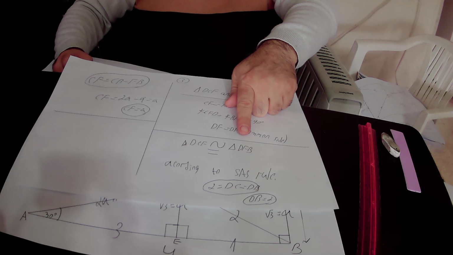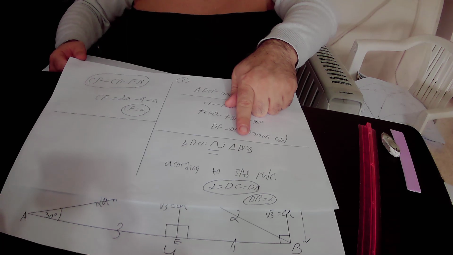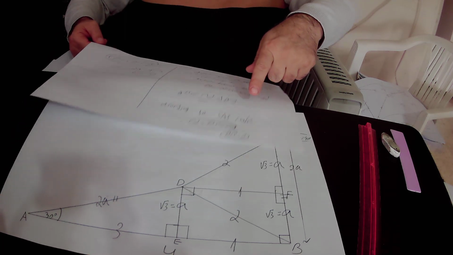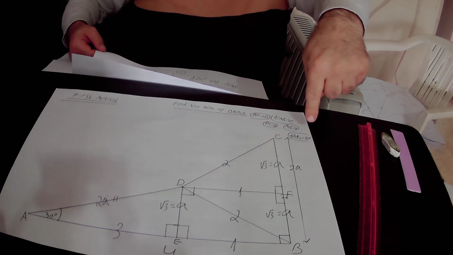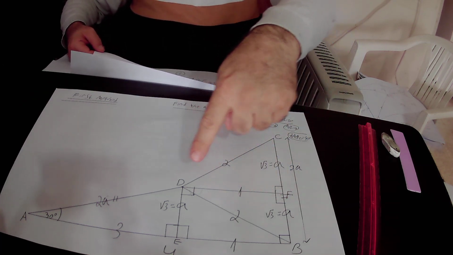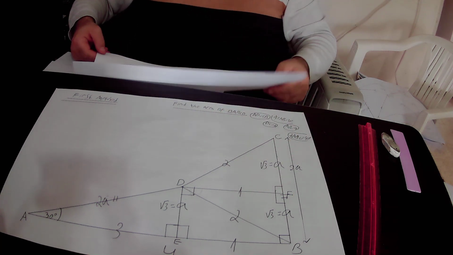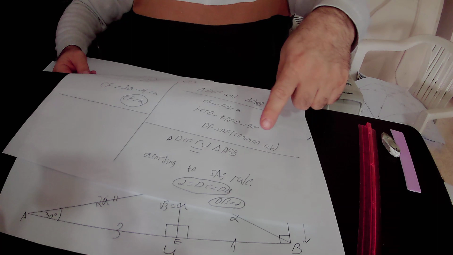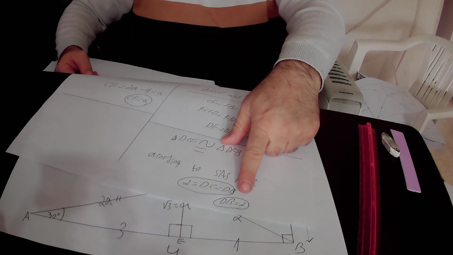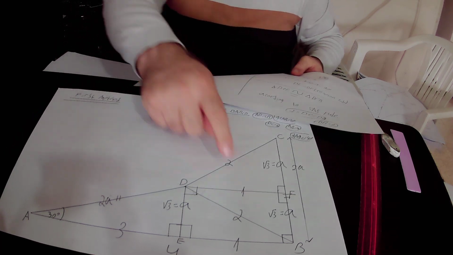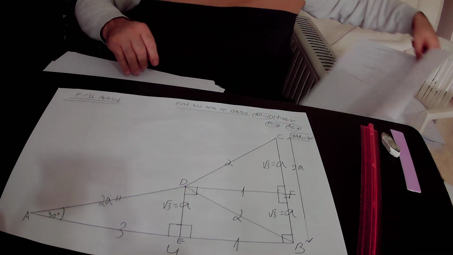And from the fact that those two triangles can go into each other, we will conclude that DC equals DB. But according to what is given in the question, DC equals 2 units. From this equation we will derive that DB also equals 2 units. DB equals 2 units.